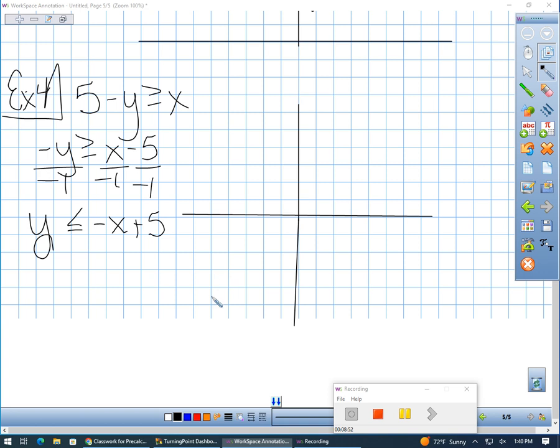All right, so I'm going to start at 0, 5 on the y-axis. 1, 2, 3, 4, 5. My slope is negative 1. What does that mean I do? Okay, down 1 to the right 1, down 1 to the right 1. Is this going to be a solid or a dashed line? Solid, very good, because it's got the line underneath it. And where am I going to shade? Yes, it is less than, so we're going to shade underneath.